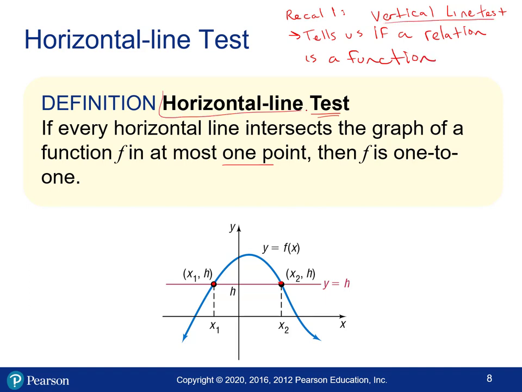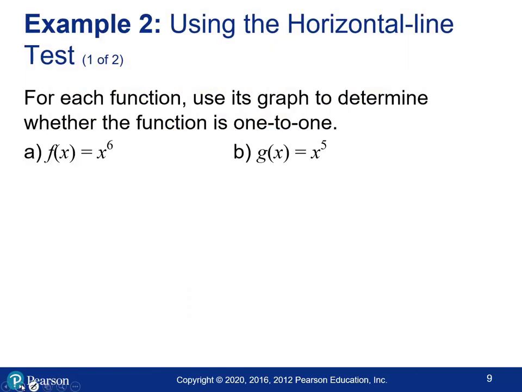So the horizontal line test tells us if the function is 1 to 1 or not. Okay, so if it passes the horizontal line test, it's 1 to 1. So for each of these functions, let's go ahead and graph them to figure out if they're 1 to 1.